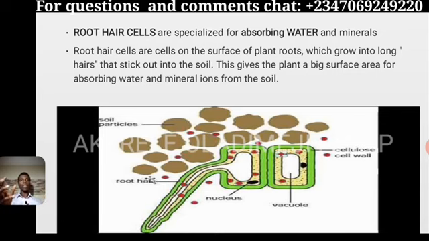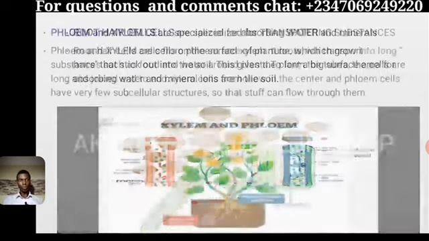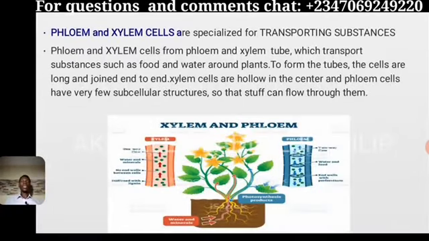This gives the plant a big surface area for what? Absorbing water and mineral ions from the soil. That's the function of what? Hair cells. For what? Absorption of what? Water and mineral salt. Then another type of cell is what? The phloem and the xylems. Actually, for what? Transporting substances. Pay attention, this juncture is very simple.